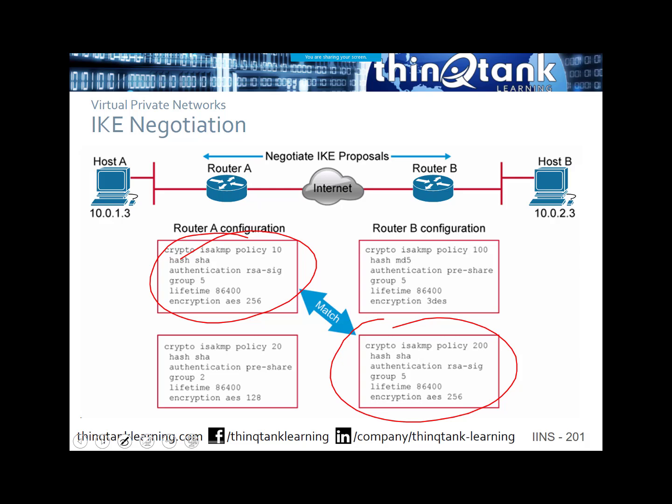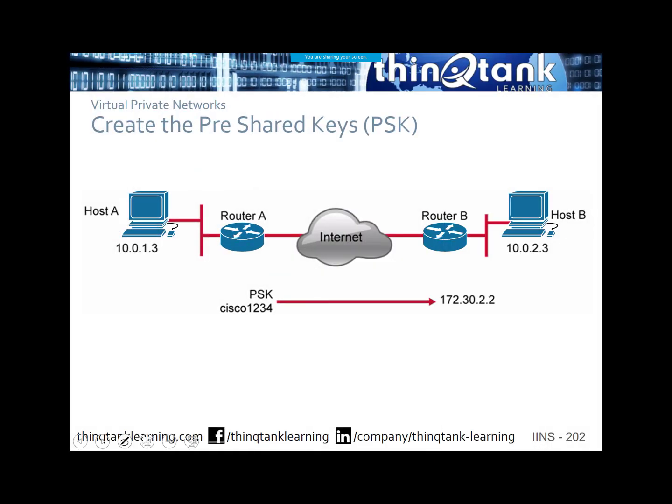All right? Hashing SHA, RSA-SIG for authentication, which is just basically digital RSA, PKI. Group 5, 86400, and encryption is AES 256. All right, the next step is to create the pre-shared keys, because we said we were going to identify our peers using a pre-shared key. We need to make sure that both routers identify what key they're using for peer identification.